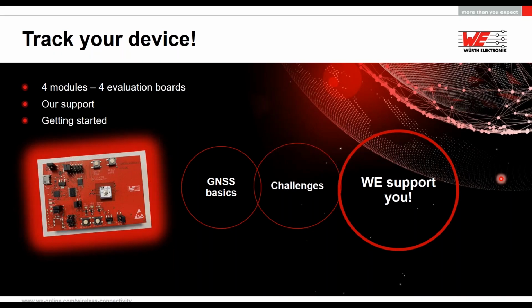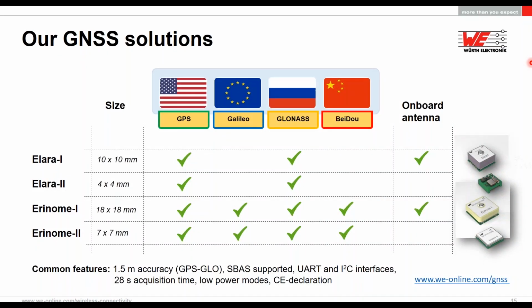In the last part of the presentation, I would like to give you some highlights about our offer of GNSS modules and of our support, and show you how we can support you in building your GNSS application. We currently have 4 GNSS modules available on the market. We have an ELARA line, with ELARA 1 and ELARA 2, where we support GPS and GLONASS. We have an Erinome line where we support GPS, Galileo, GLONASS, and BeiDou, so all 4 GNSS.